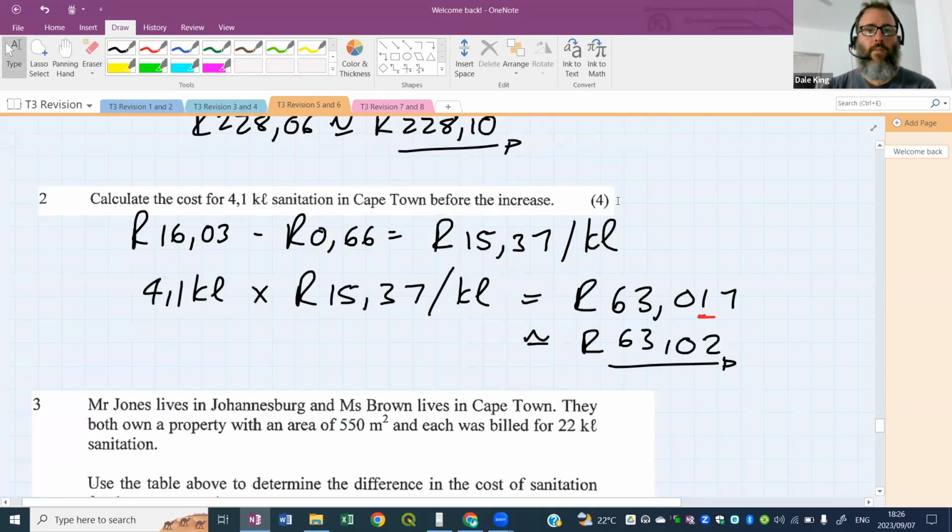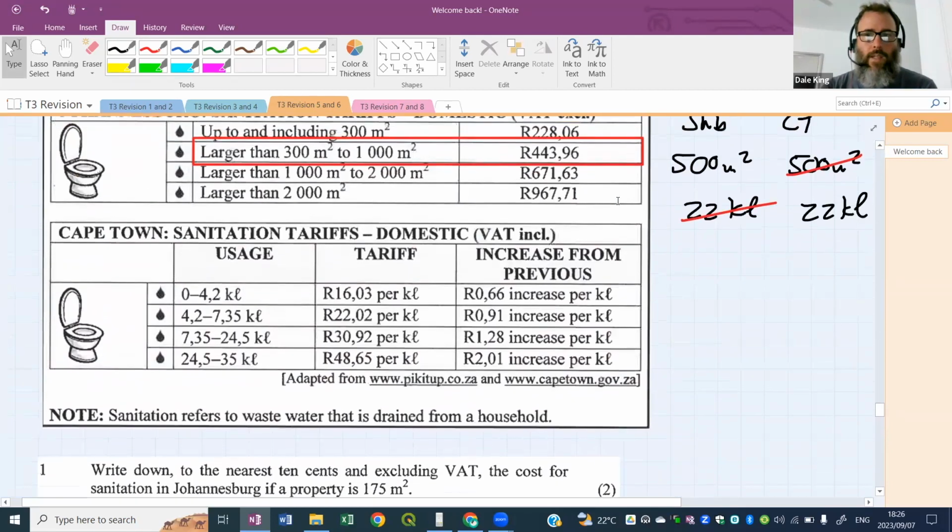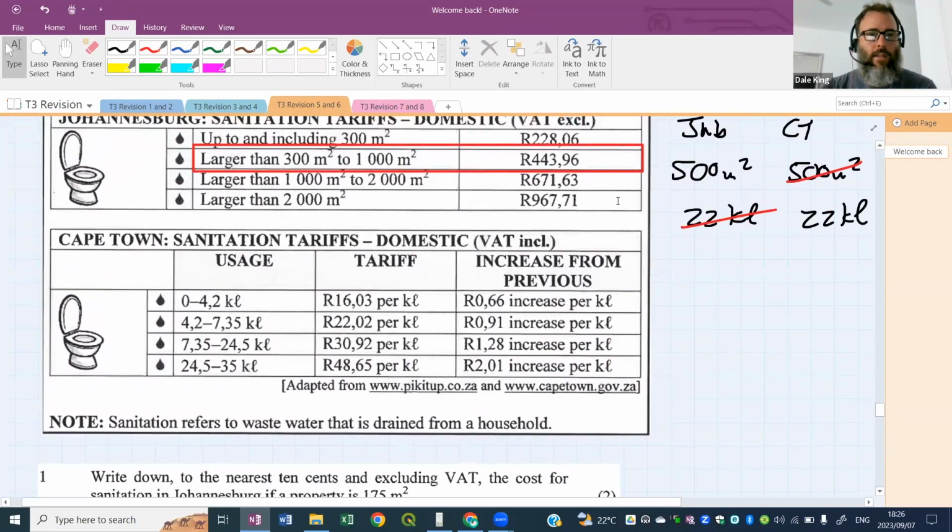Let's go to Cape Town. We've got 22 kiloliters. Ben, this is going to take a little bit of work. I'm going to remind you again. The first 0 to 4.2 kiloliters is charged at this rate. Thereafter, the next above 4.2 up to 7.35 is charged at this rate.